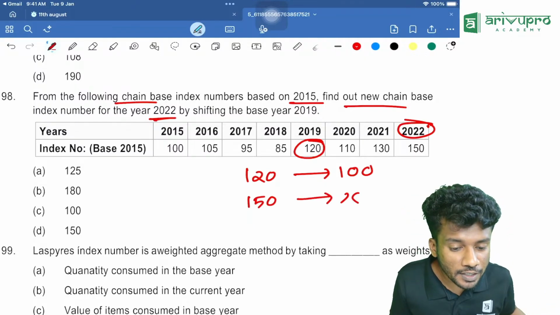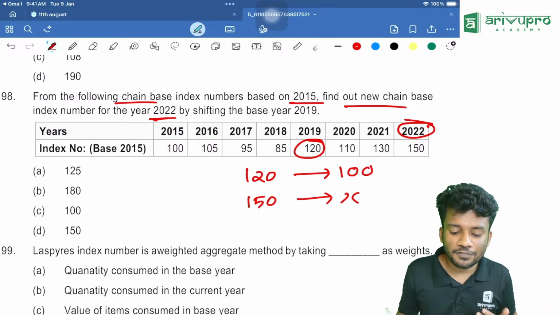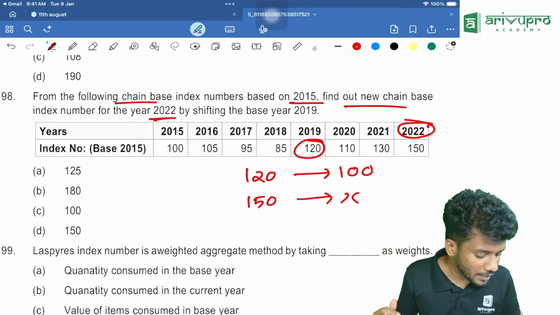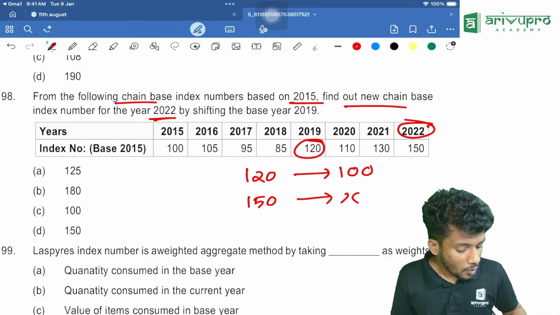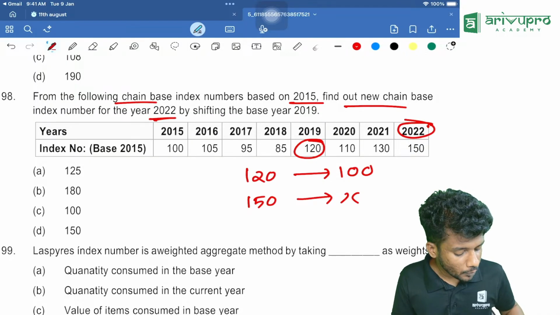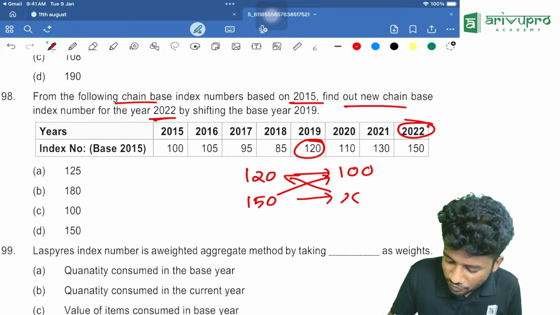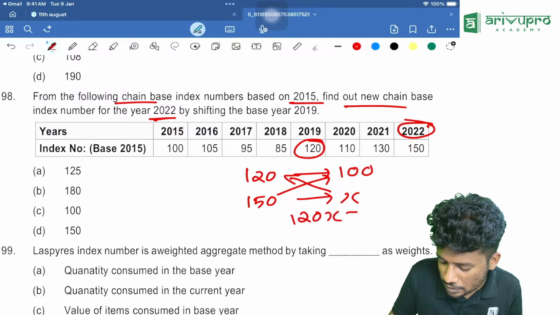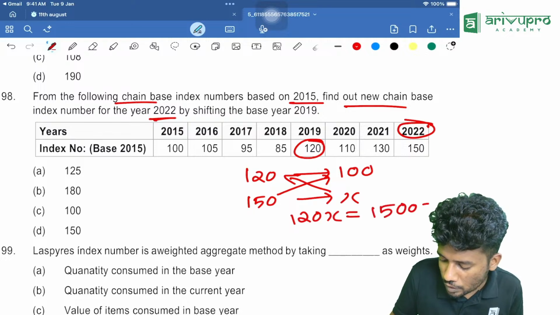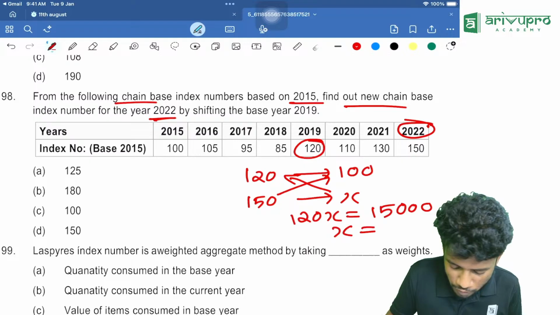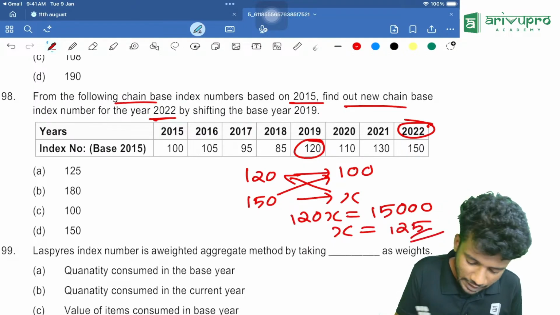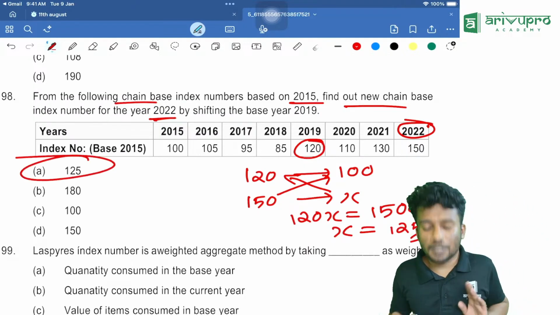How can you find this? Just cross multiply and get me the answer. That is nothing but 150 into 100 divided by 120. You will get it as 125. That means 120x is equal to 150 into 100, so x is equal to 125. Option A is your answer.